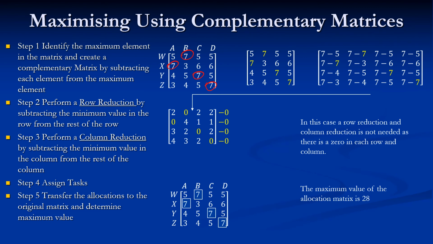Okay, so we perform a row reduction and perform a column reduction. In this case, we don't need to do a row reduction or a column reduction because there's a 0 in every row and column. Then we're going to assign tasks based on those zeros. So here's these tasks, and we're just going to put them in the original matrix. And we can now just determine the maximum value from the complementary matrix, and the maximum value of this allocation matrix is going to be 28.